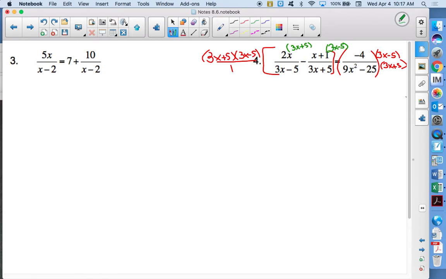So Sam, the first fraction had a 2x over 3x minus 5. It needs a 3x plus 5. So when you FOIL that, what does it become? 6x squared plus 10x. The middle fraction had the 3x plus 5, so it needs a 3x minus 5. And what does that become then? 3x squared minus 2x minus 5. And that gets a negative sign in front of it.